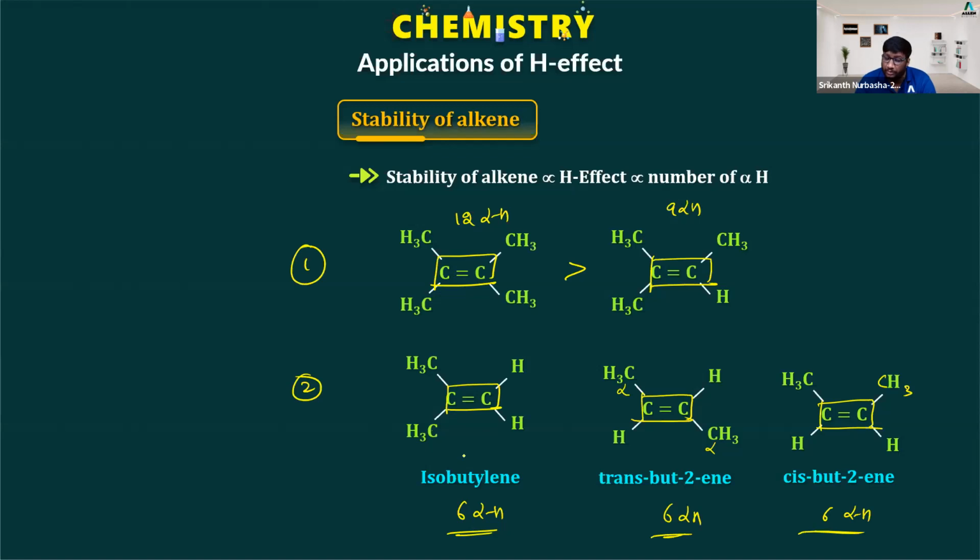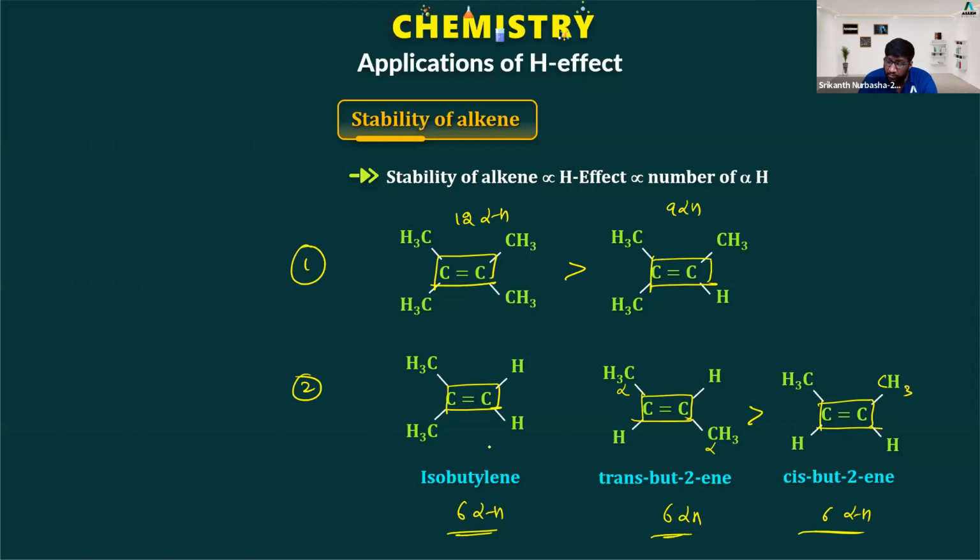So how to compare stability now? By taking the position of CH3, like cis and trans. When cis and trans are compared, I can say trans is more stable when compared to cis, because in trans we have minimum repulsions, because the methyl groups are opposite.